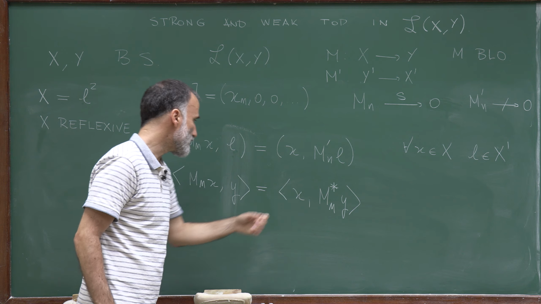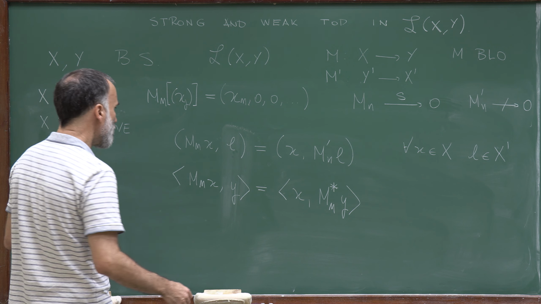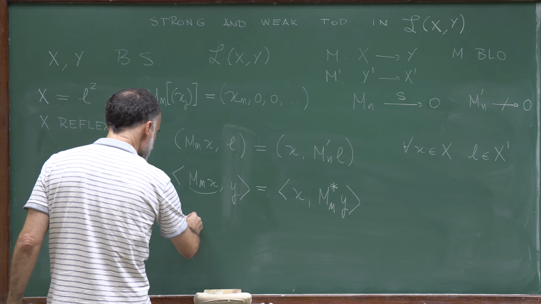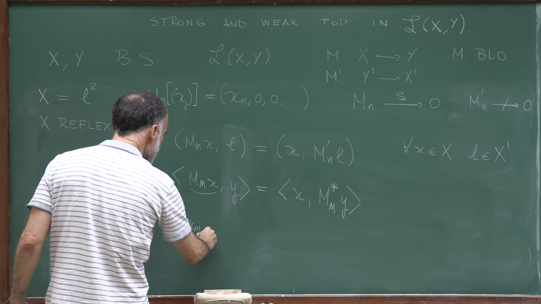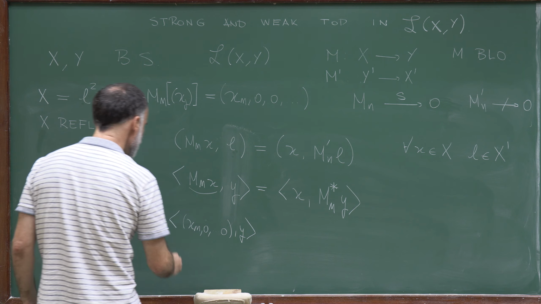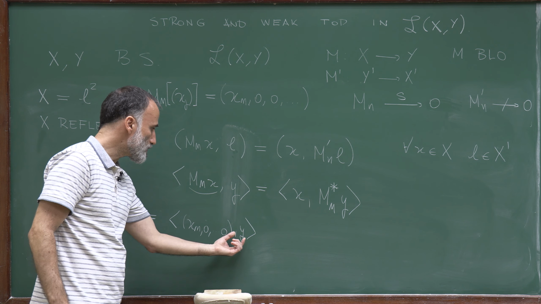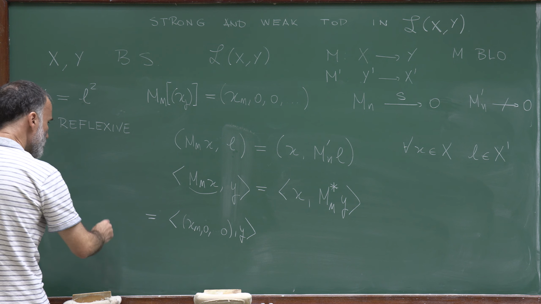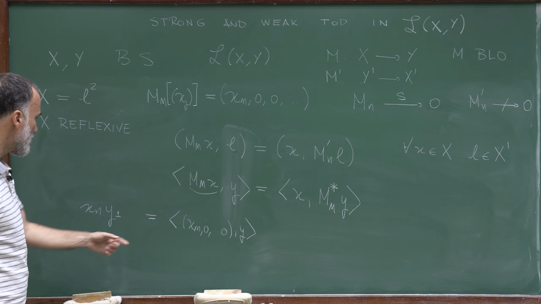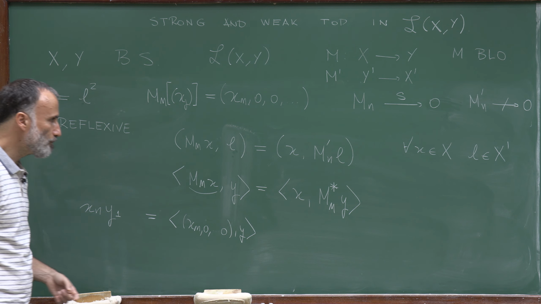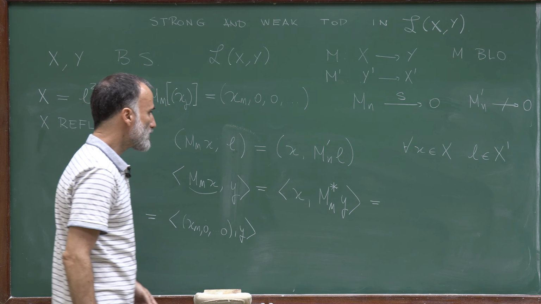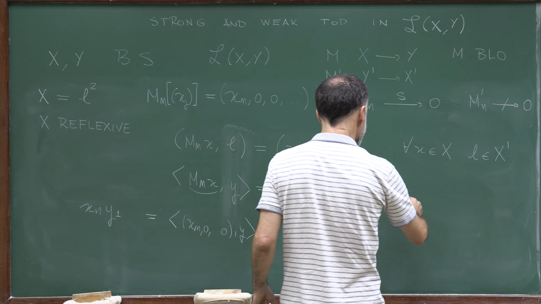Now this is true for all x in X and y in X, and this formula allows us to compute Mn star. By definition, Mn x is the sequence which starts with xn and then 0, and this is y. The scalar product between a sequence y and this sequence is equal to xn y1. So the left-hand side is equal to xn y1. Now let's compute the right-hand side.